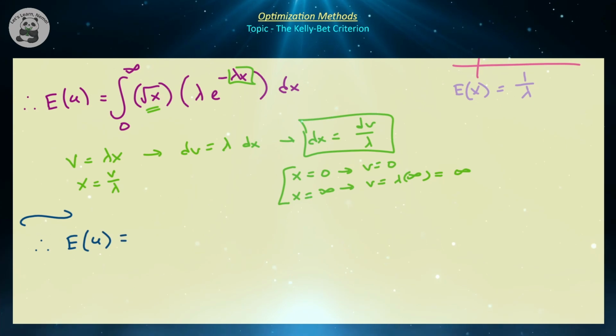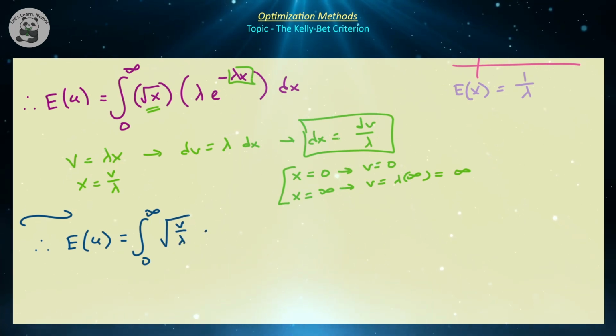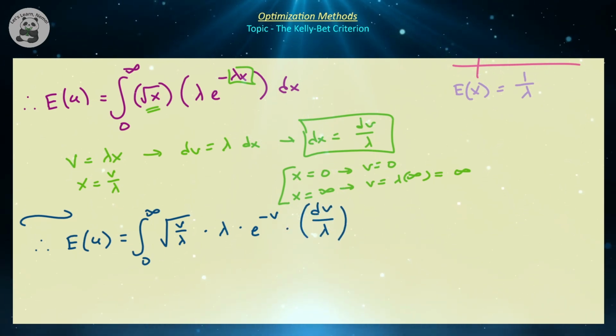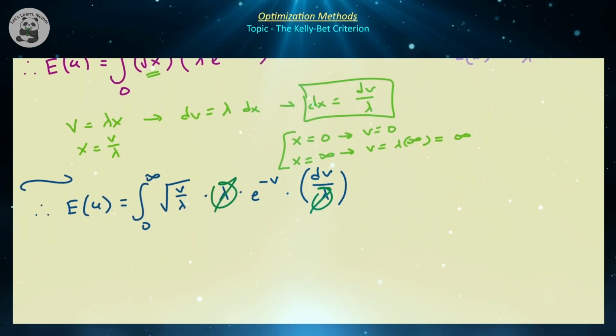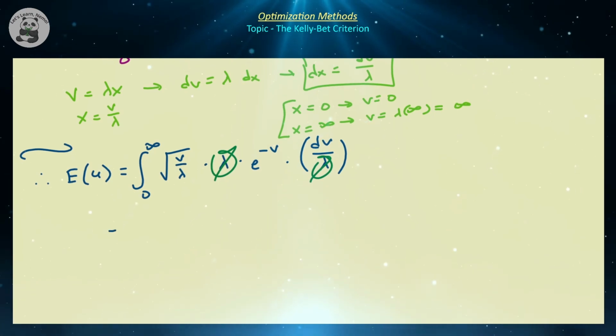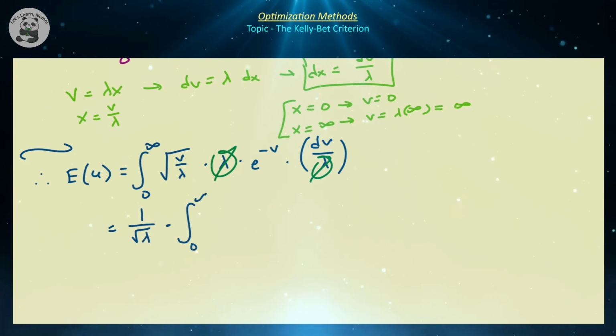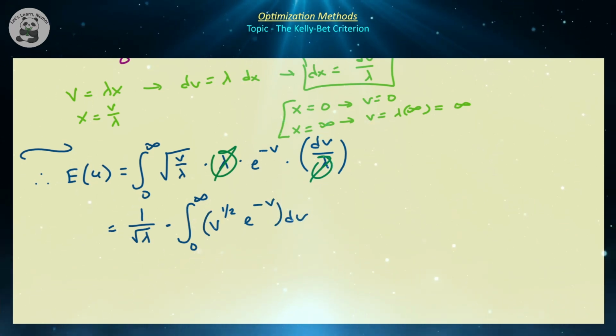So once we have that, we can bring in our substitution values. The expected utility will be equal to the integral from 0 to infinity of the square root of v over lambda times e to the minus v times dx, which is dv over lambda. Notice that these lambdas do cancel, which is very nice. And then we can also factor out this 1 over square root of lambda. So we're going to have the integral from 0 to infinity of v to the power 1/2 times e to the minus v dv. And this integral is a lot nicer.